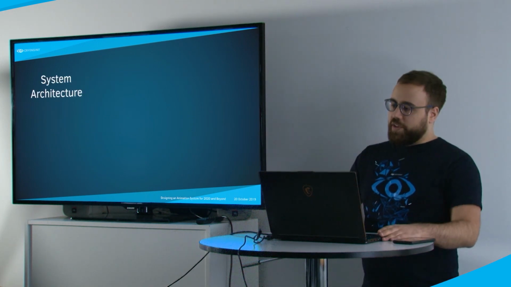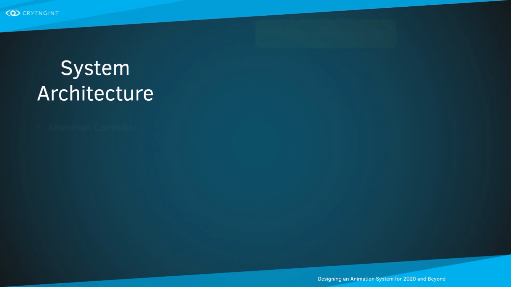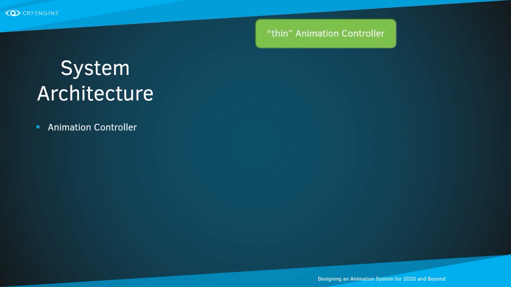So let's look at how the system looks from a high-level view. We start, as in Mannequin, with an animation controller, but this one is thin. So he went to the gym and he lost a lot of weight. What does it mean? It means that the animation controller now doesn't deal with a lot of complex logic. It's just something that matches outputs to inputs. It just binds data together.